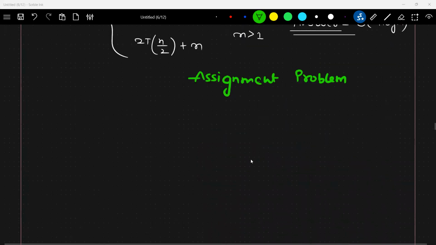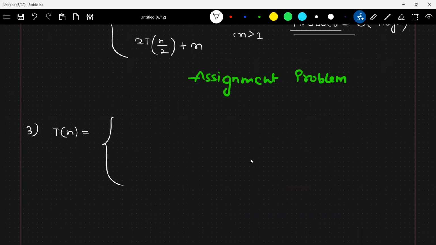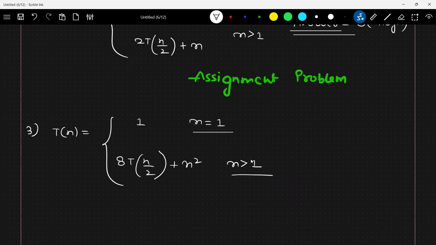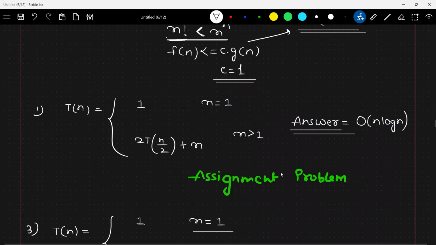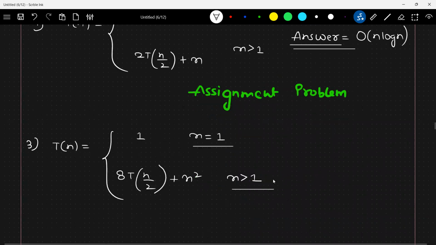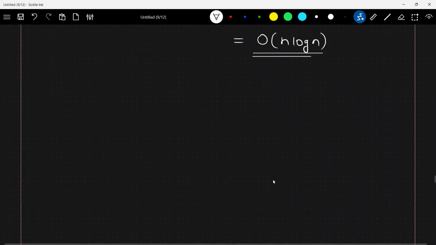Okay, so one more problem which I want to give. Problem number 3. T of n equals 1 when the value of n is equal to 1, and it is 8T(n/2) plus n square when the value of n is greater than 1. So solve this problem as well. So 2 problems are using the substitution method and 1 problem using the recursive tree approach. Fine, everyone?